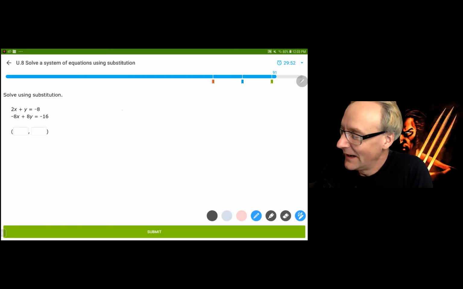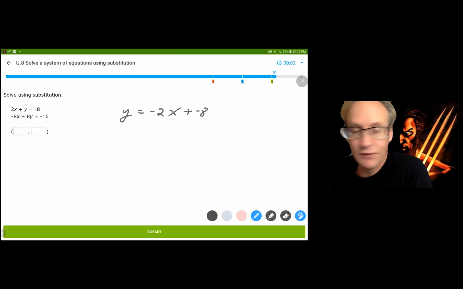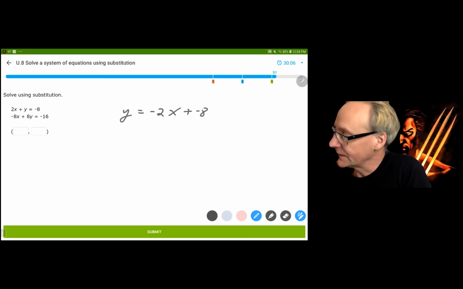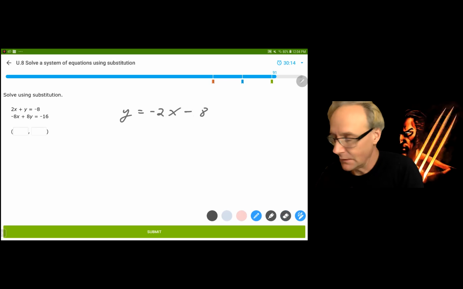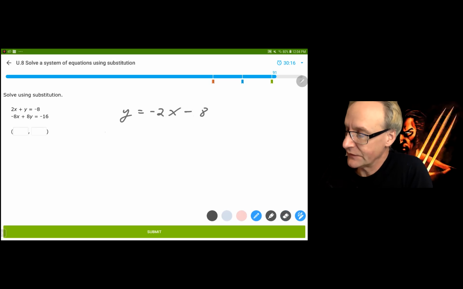Okay, so I'm going to solve for y. Y equals negative 2x plus negative 8, or just minus 8. It doesn't matter whether you write the negative 2x plus negative 8 or negative 2x minus 8. It is the same thing. And you want to go back and forth because sometimes one is better than the other. So you want to be able to use whichever one makes more sense.